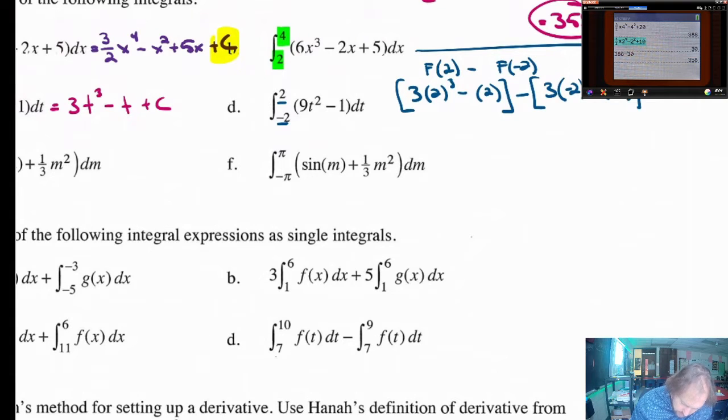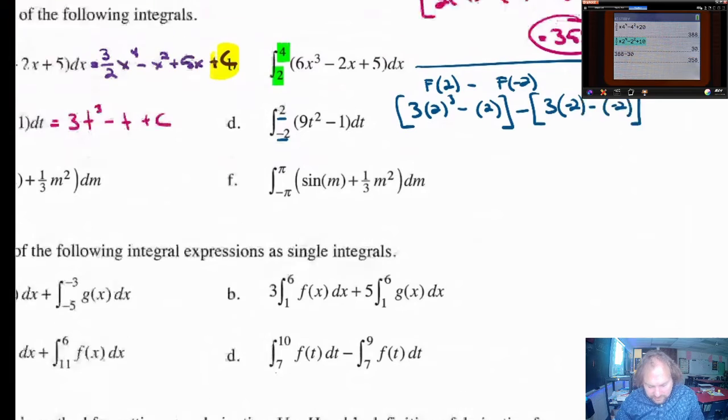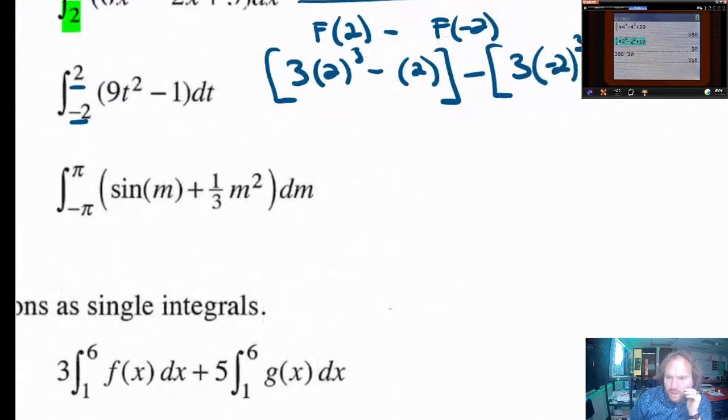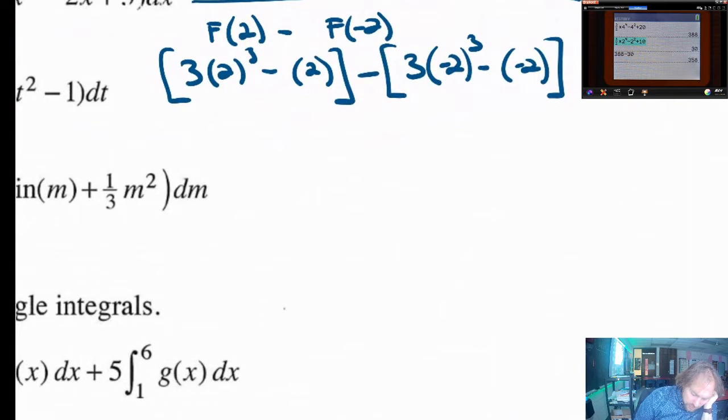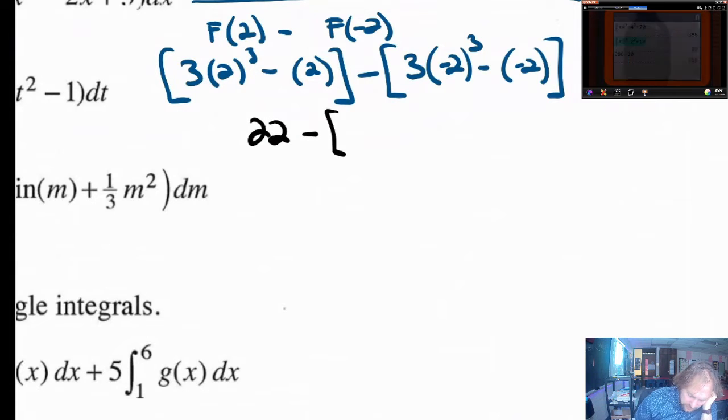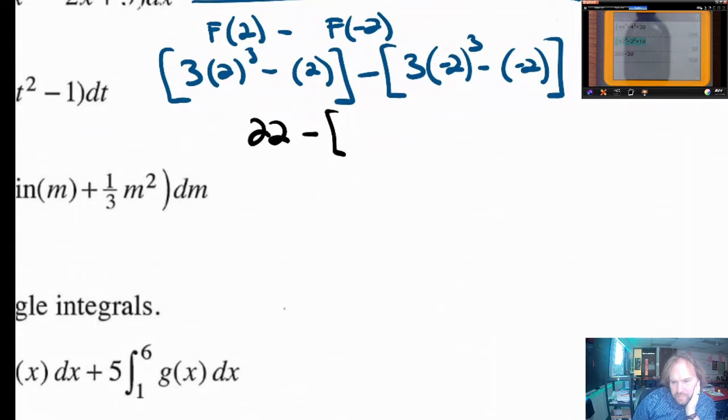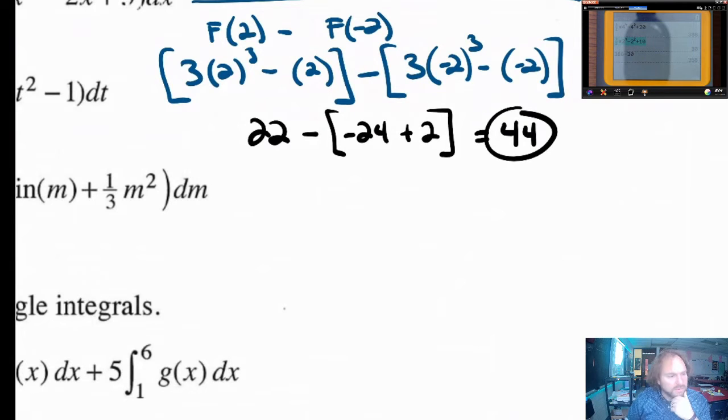That's the second chunk. This one I actually am going to do by hand because I feel like this would be pretty reasonable for you to do without a calculator on your AP test. This is a good example. 2 to the third power is 8. 8 times 3 is 24. 24 minus 2 is 22. In parentheses here, this is going to be tricky. -2 to the third power is -8. -8 times 3 is -24 plus 2. I'm changing that minus negative. So this is going to be 22 minus -22, which is actually going to be 44. It's actually going to end up doubling something really quick.